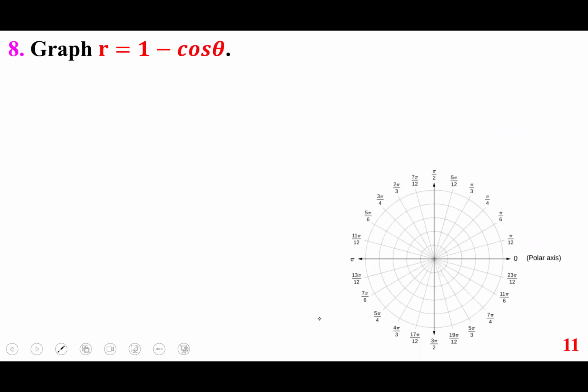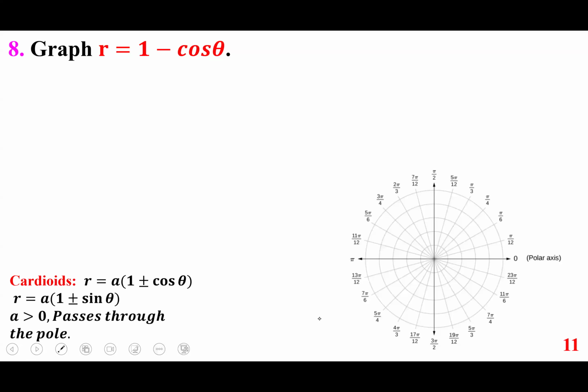So graph r equals 1 minus cosine theta. First, I want to tell you how we graph a polar graph that is not familiar. Just like we did in the rectangular coordinate system, we plot points. What points? We always go with the easy points. By the way, r equals a times (1 plus or minus cosine theta), or a times (1 plus or minus sine theta), where a is positive, passes through the pole and it has a name, cardioid, because they look like a heart.